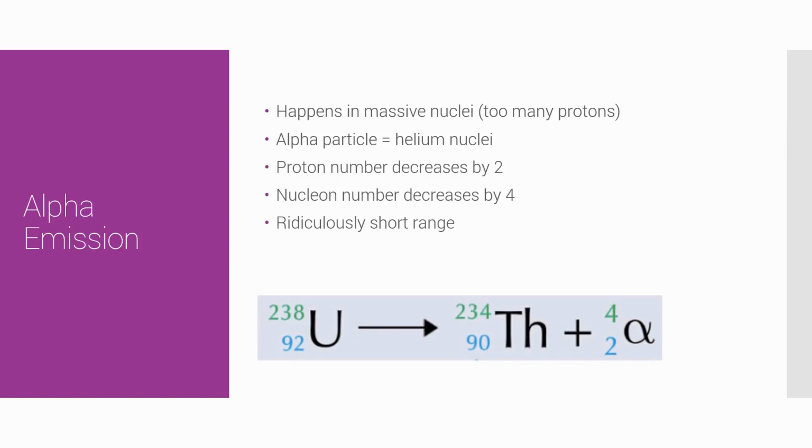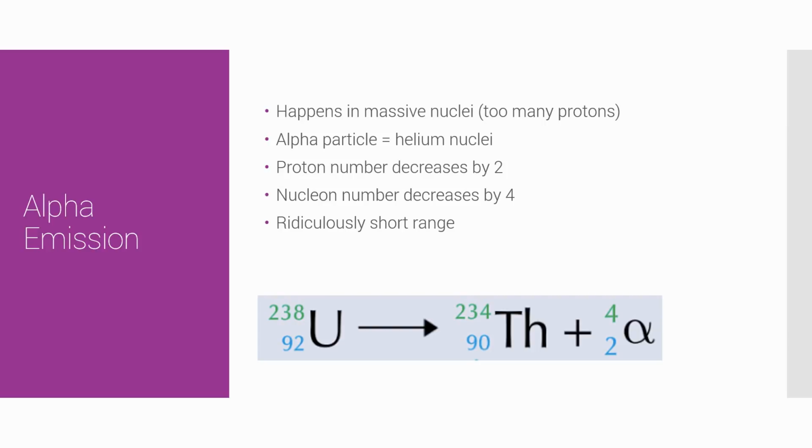So as you can see in this example, uranium has a nucleon number of 238 and a proton number of 92, then loses 2 protons and becomes a completely new element, which has a nucleon number of 234, and then we also have our alpha particle, which, as I said before, is basically just a helium nucleus.